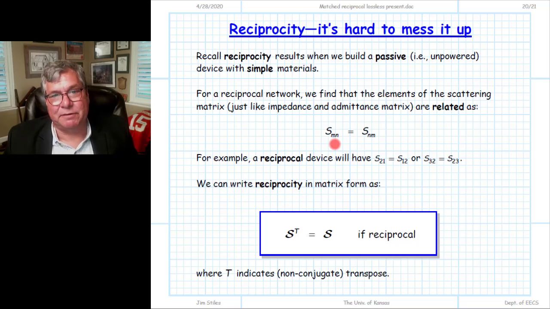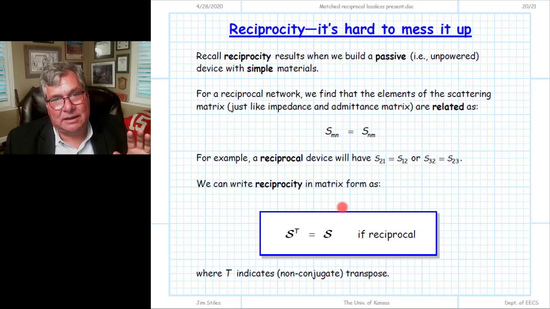Of course, this is very different than what we had for lossless. For a lossless impedance matrix, we just said the elements are purely imaginary. Whereas for a scattering matrix, we said the scattering matrix must be unitary and have orthonormal column vectors and so forth. So it's a lot more complicated. When it comes to reciprocity, it is exactly the same as the impedance and admittance matrix. The resulting matrix will be symmetric.